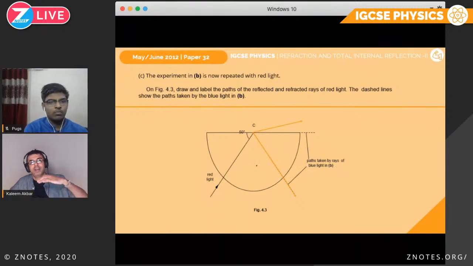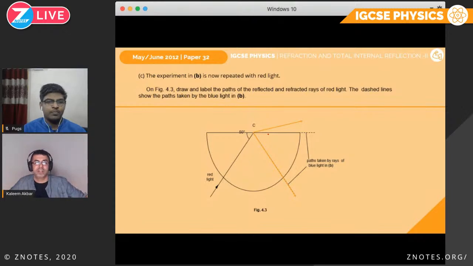Remember, if you think about it, Roy G. Biv, as Pugs was saying: red, orange, yellow, green, blue, indigo, violet. Well, if blue is reflecting, then red bends a lot less, so it's likely to be refracting. And if you had a normal right here, it would be bending away from the normal. I hope that makes sense.